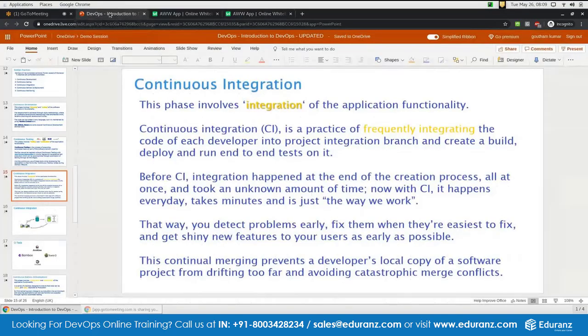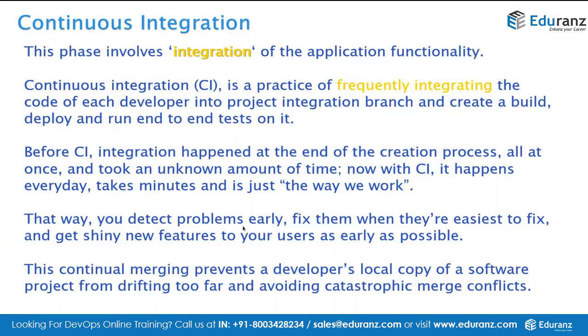You fix the problem when it is in the starting stage, not when it has become a very complicated problem, which is again going to take a lot of time to rework. So you detect the problems early, you fix them when they are easiest to fix, and you get shiny new features to your users as early as possible. So that is the main agenda, and you as a DevOps engineer are responsible for creating this CI pipeline.